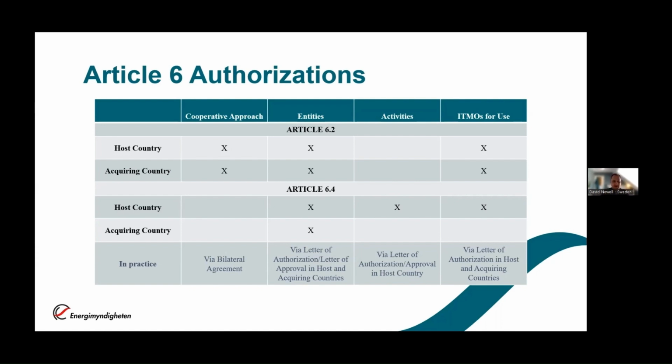But I've shown here how these authorizations would look in practice in terms of a form. For the cooperative approach under 6.2, it's in the form of a bilateral agreement between the two countries. For the entities, it's via a letter of authorization or letter of approval in the host and acquiring countries, and the same goes for the ITMOs. So with that said, we can go to the next slide.